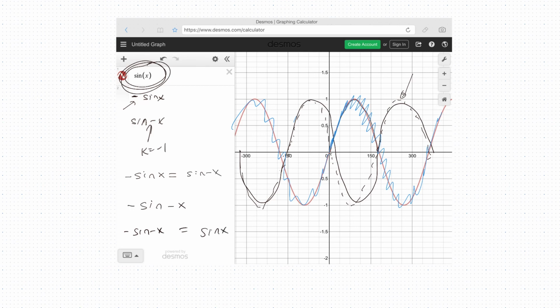And when you get to grade 12 advanced functions, this property is actually called odd symmetry. Odd symmetry means if you do a double reflection of a graph and you end up getting back to the original function, that means it's odd symmetry.